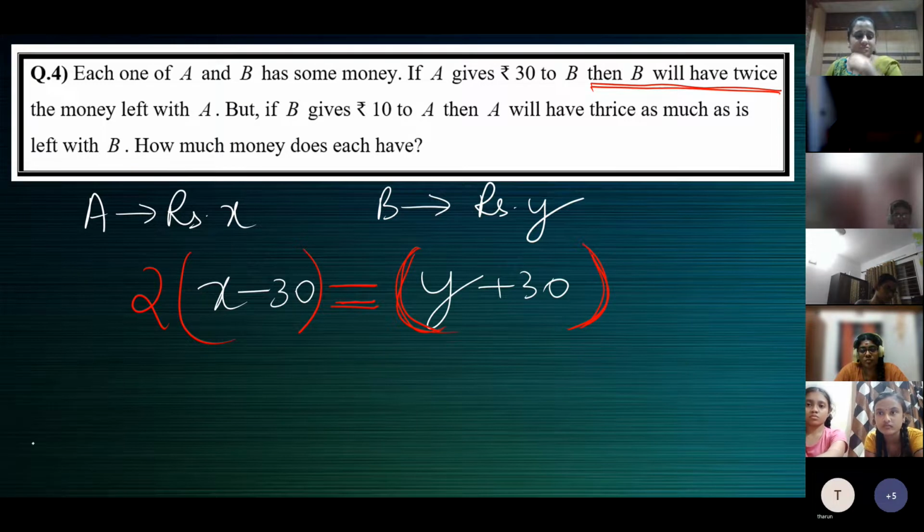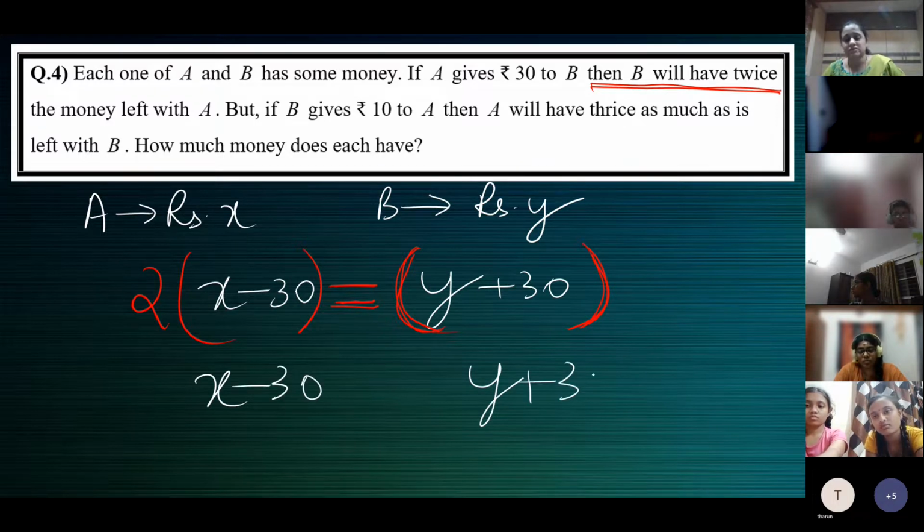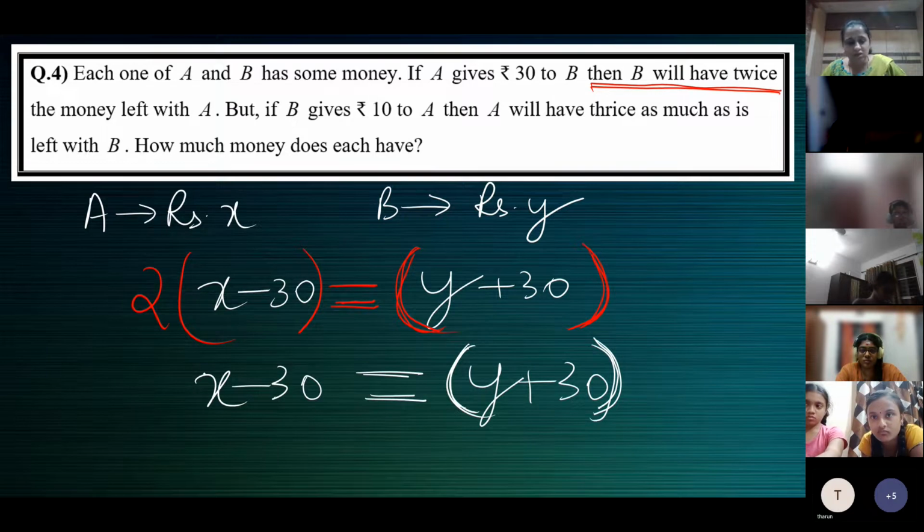We'll see it again, the same thing again. A has X, B has Y. A is giving 30, so B is getting 30. According to the information given, in this case, B will have, this is only B, B will have, meaning equal to, B will have twice the money left with A.